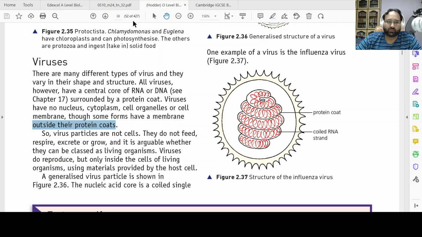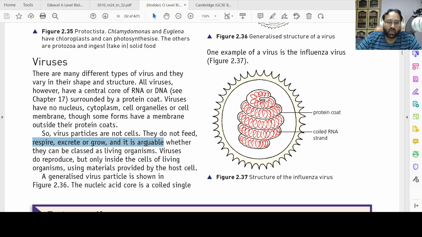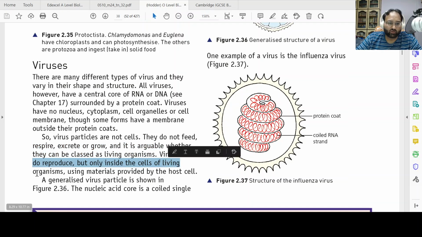It's some sort of membrane. Right? Virus particles are not cells because they don't have the features of a cell. They do not feed, respire, excrete, or grow, and it is arguable whether they can be classified as living organisms. Viruses do reproduce, but only inside the cells of other living organisms using materials provided by the host cell. So they're kind of like parasites, right?